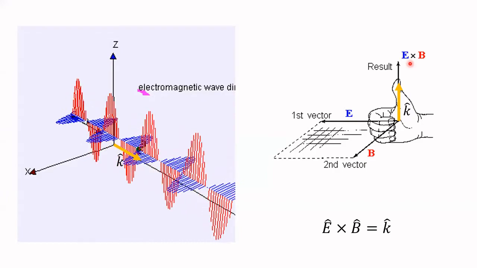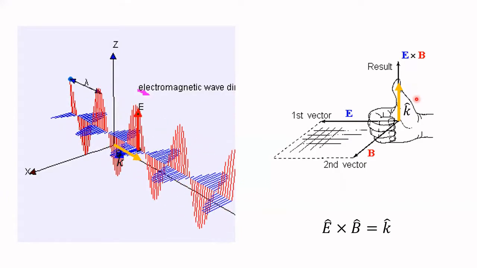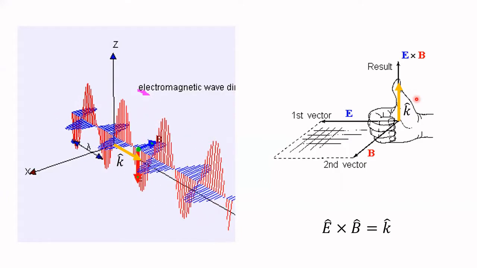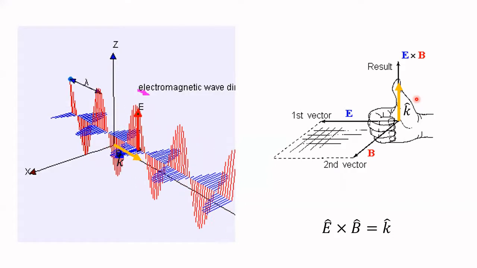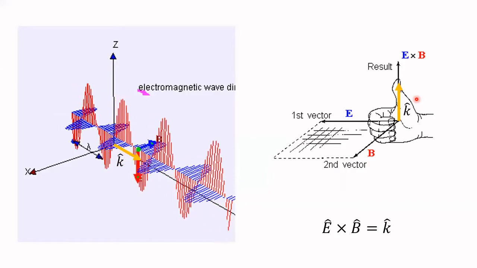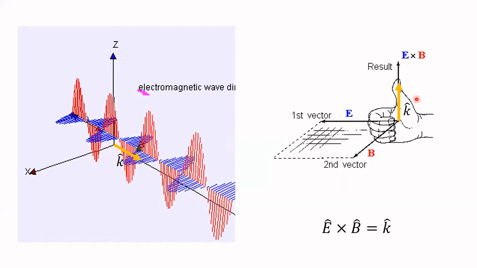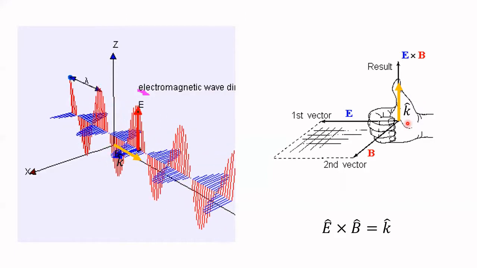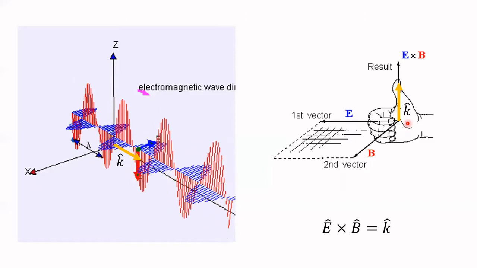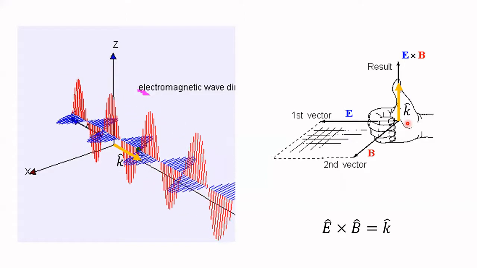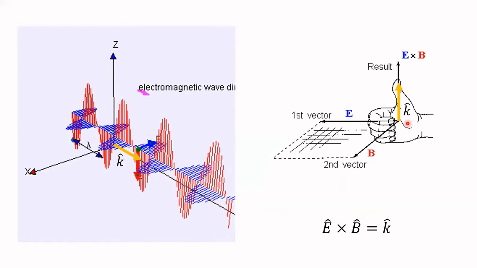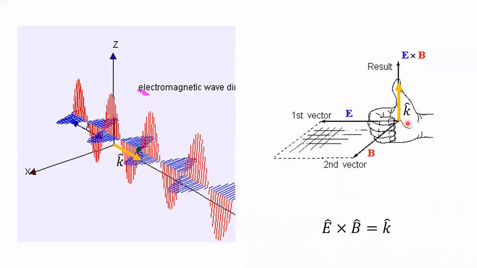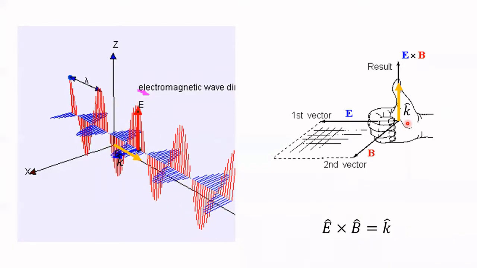So I should point out that this K hat is not the same as the unit vector that points along the Z axis. Oftentimes we like to use I hat, J hat, and K hat for unit vectors along the X, Y, and Z axes. This is something different. This is a letter that's commonly used in physics to represent the direction of momentum flow, because we're going to see that electromagnetic waves also carry momentum.